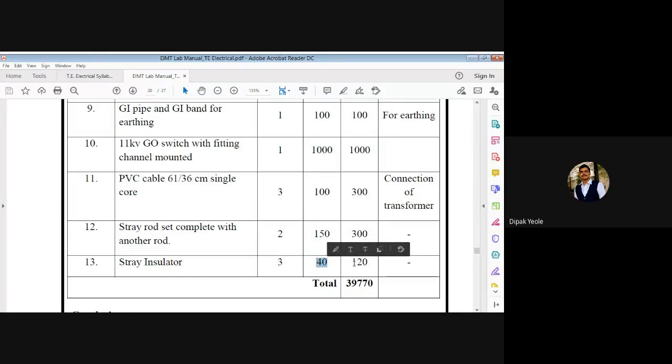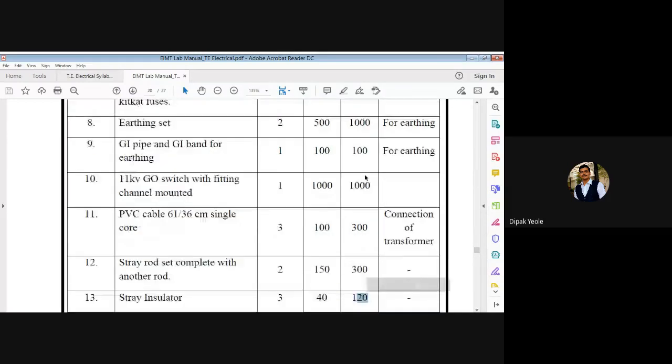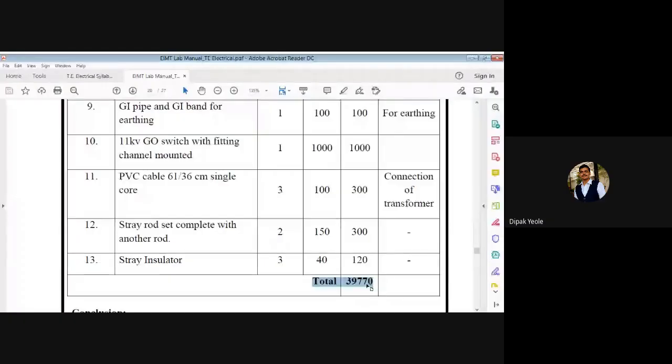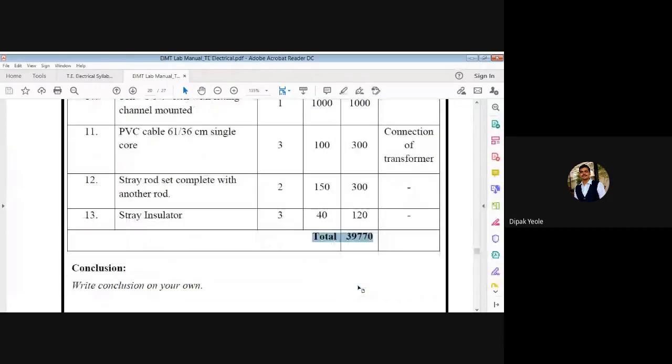So if you take the addition of all these quantities together, the total of components and total cost for manufacture, for estimation purpose of the 11 kilovolt feeder and substation, is 39,770 rupees.